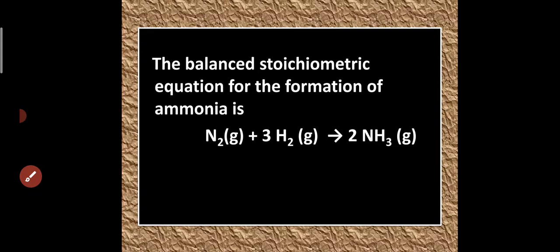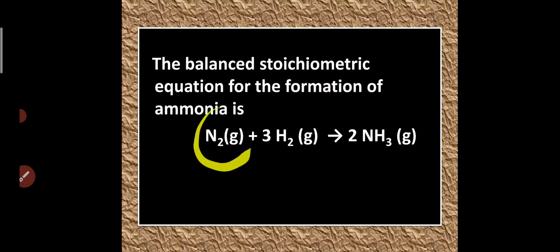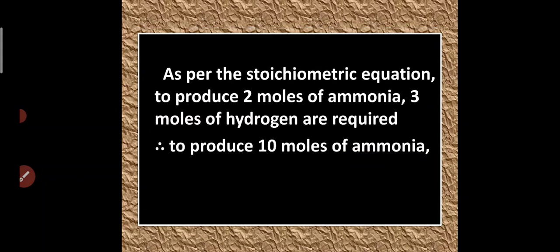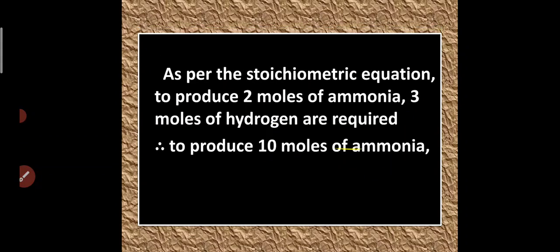The balanced stoichiometric equation for the formation of ammonia is, sometimes they will give this equation, sometimes they may not. So N2 plus 3H2 gives 2NH3, all are in gaseous state. So we are going to calculate now. As per stoichiometric equation, to produce 2 moles of ammonia, 3 moles of hydrogen is required. So in the balanced equation வச்சு பார்க்கும்போது 2 moles of ammonia prepare பண்ணுறதுக்கு 3 moles of hydrogen தேவைப்படுது.